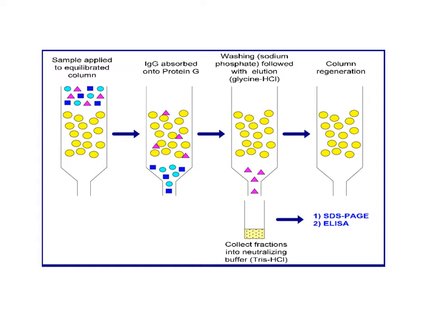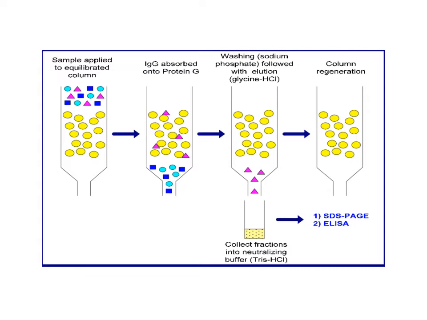This slide shows purification of IgG using affinity chromatography, in this case using protein G bound to agarose beads in a column. What's represented here is the little pink triangles are your IgG, and they're in a complex mixture, namely serum, and when it's poured through the column, most of the proteins do not interact with the protein G, and they wash right through.